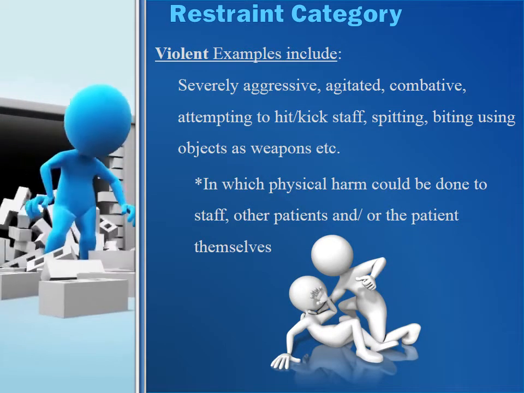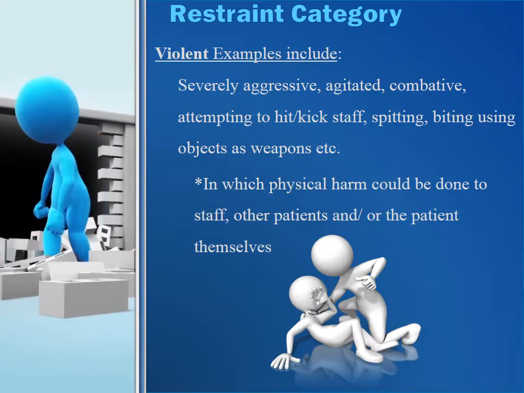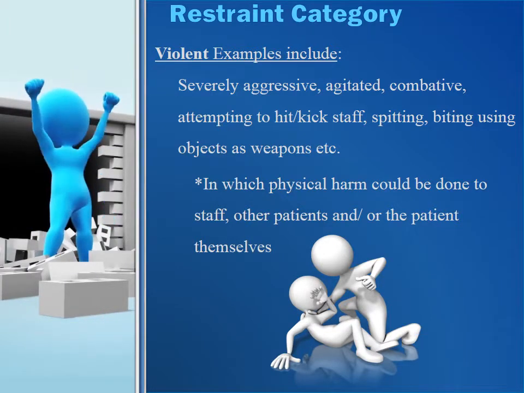Violent examples include severely aggressive, agitated, combative, attempting to hit or kick staff, spitting, biting, using objects as weapons, etc. So, of course, just remember, in which any physical harm could be done to staff or other patients or to the patient themselves, this meets the definition of a violent restraint.